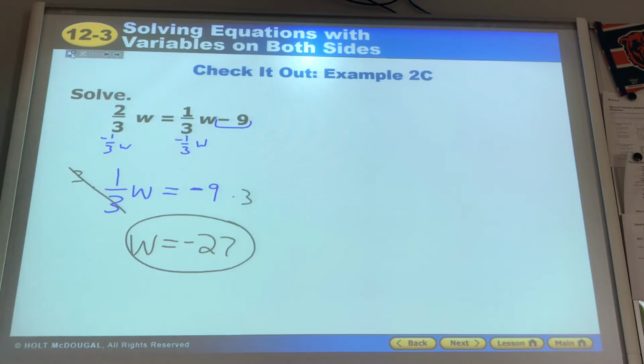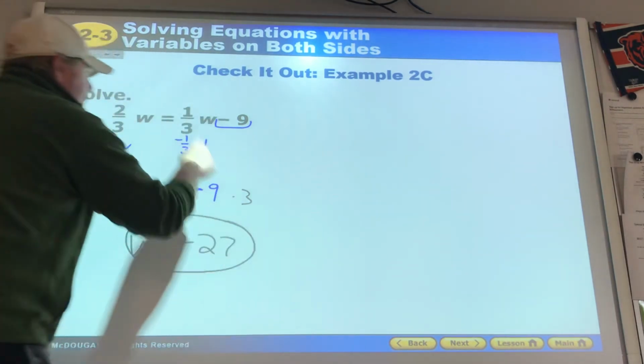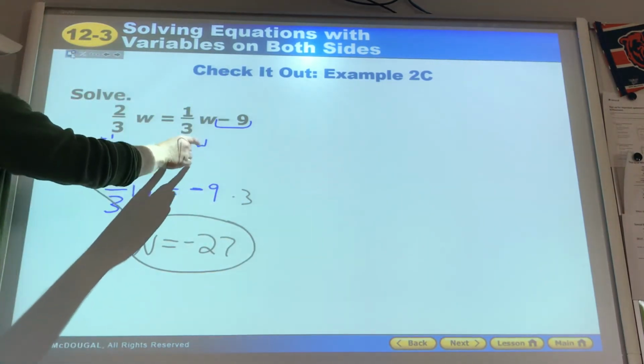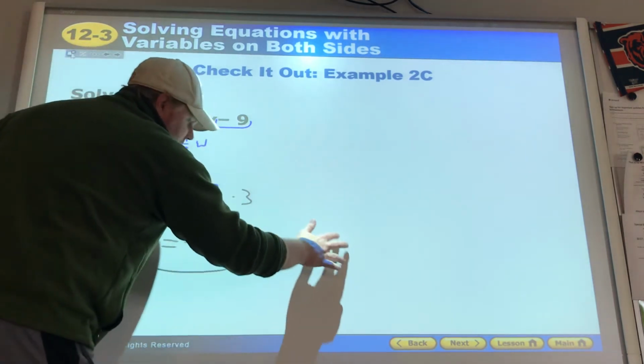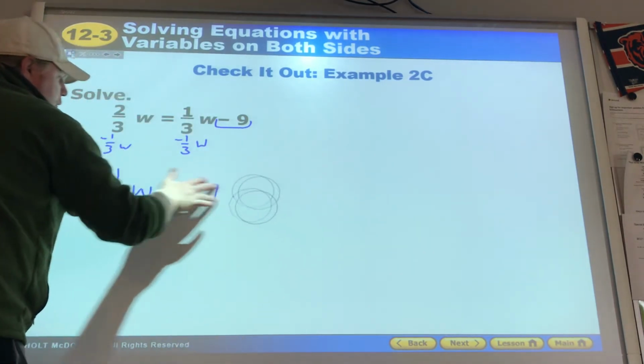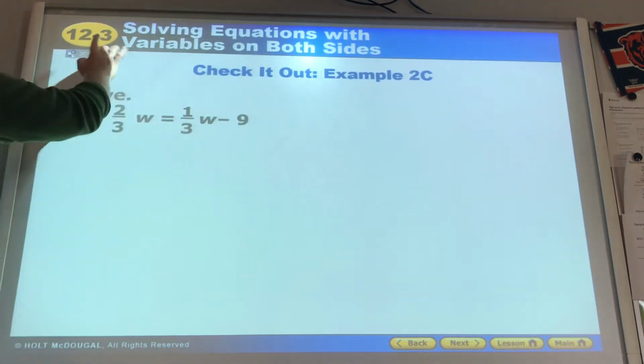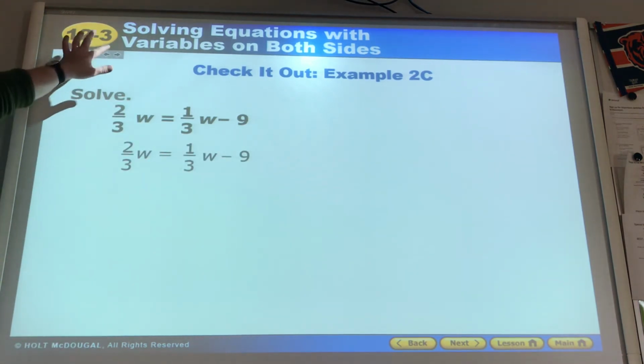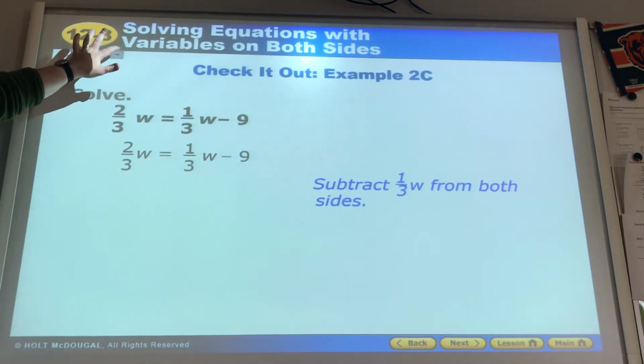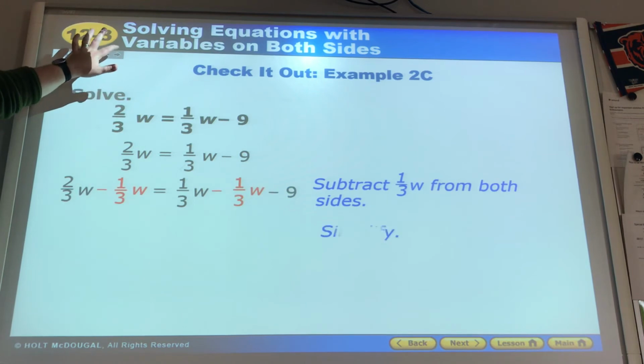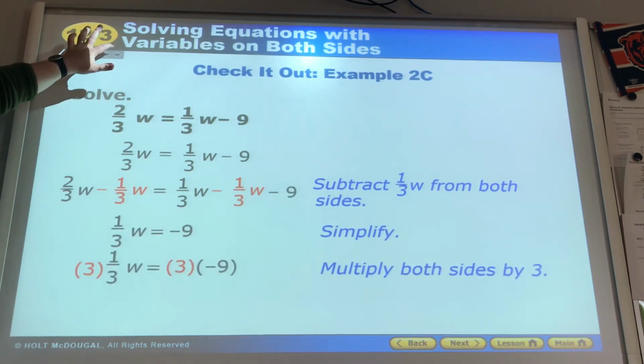Okay? So, we're looking to group the like terms together, even if we have to subtract from both sides or add to both sides. And then we can do our work like we've been doing the last four in 12.1 and 12.2. All right, so they're going to subtract 1/3 from both sides. Then we simplify, they say. All right, then we multiply by 3, and we get an answer of -27.